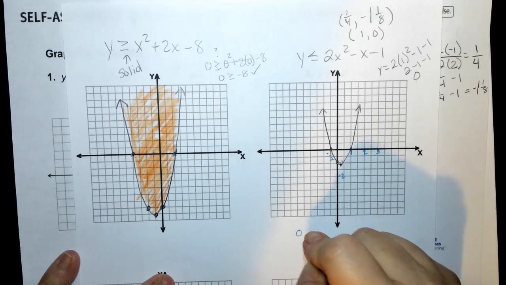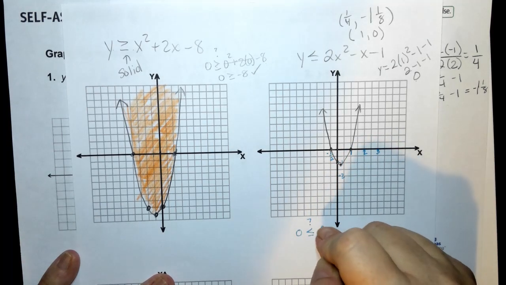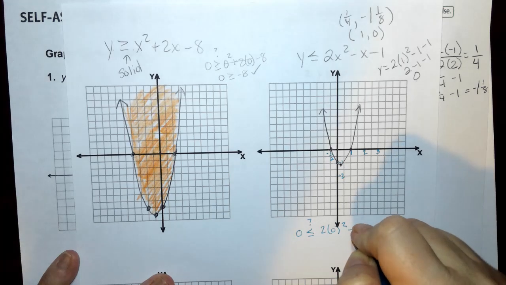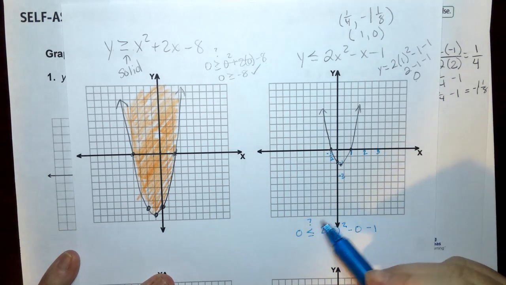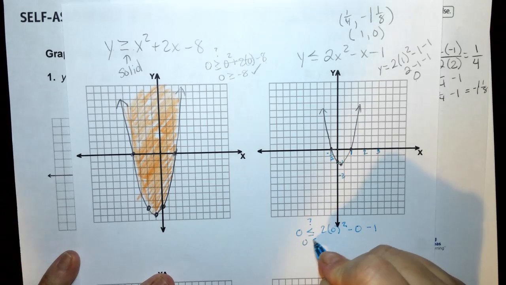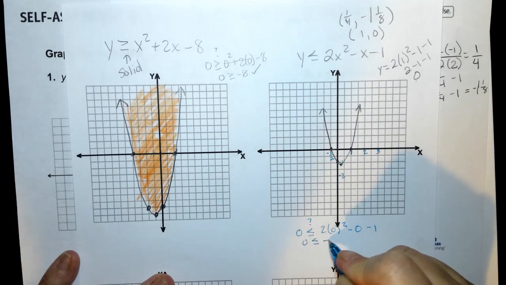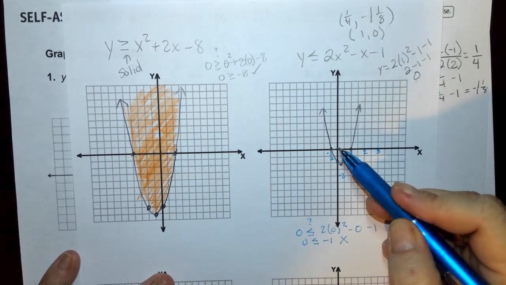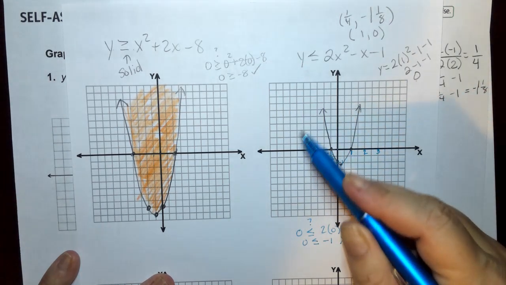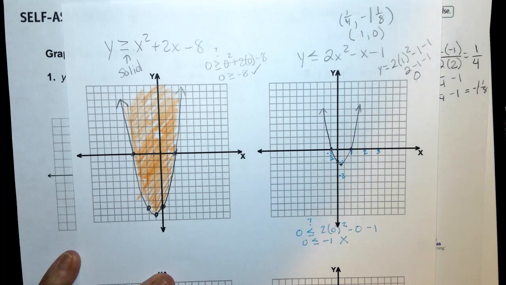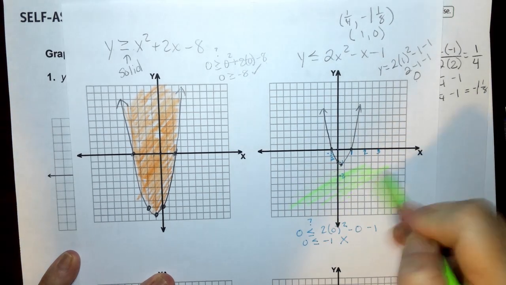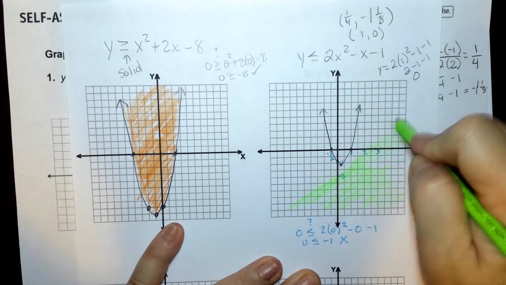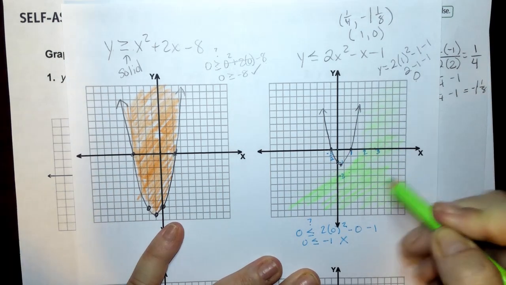So I'm going to say, is 0 less than or equal to 2 times 0 squared minus 0 minus 1? So we're plugging in the origin. So is 0 less than or equal to -1? And that's not a true statement. So that means we do not shade that area. We're going to shade everything else. So that means we're going to shade all of this. So everything not inside the graph.